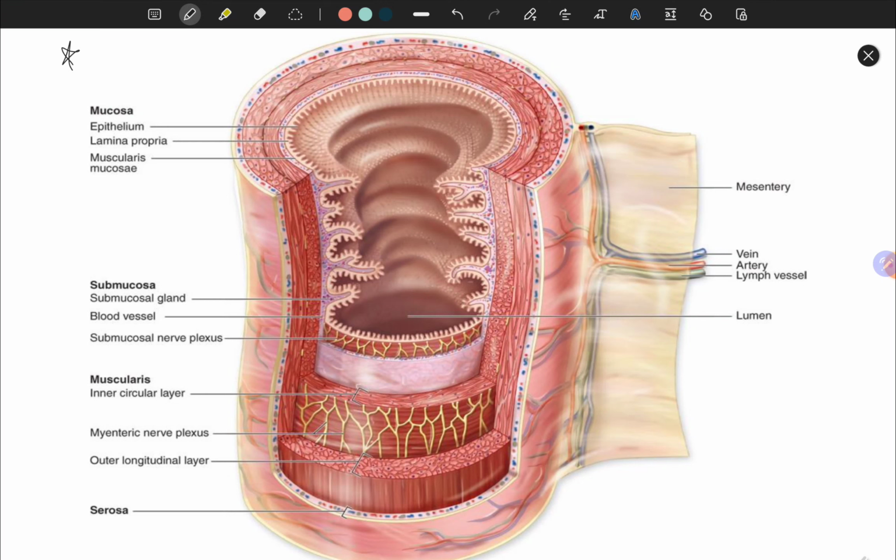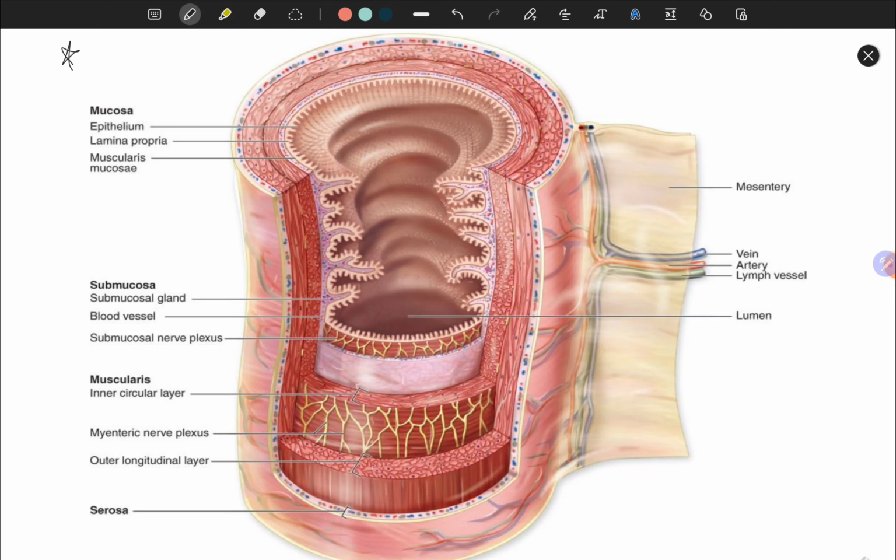It is a special nerve plexus, part of the autonomic nervous system, which is found in between the layers of the muscles in the wall of the GI tract. Its function is to send signals for the peristaltic movements of the GI tract. Otherwise, the food material or the digestive material would be stuck in the GI tract.